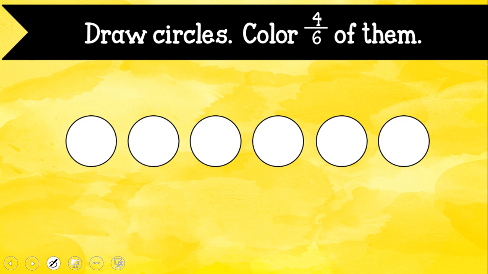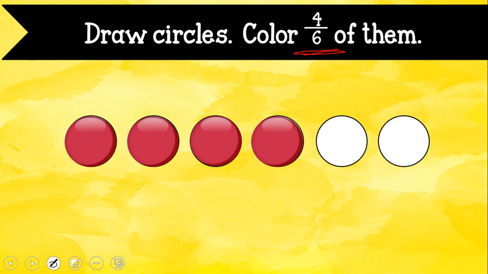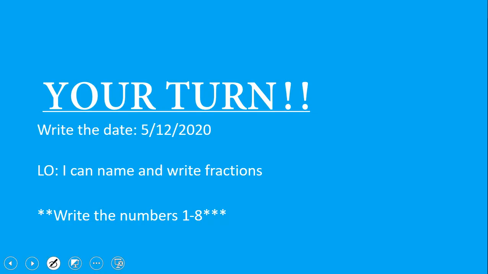So if I have 6 altogether, because that's the number on the bottom, how many circles do I color at the top? So think about the answer. You can shout it out, you can whisper it, you can think it in your head. And if you guessed 4, you are right. Okay, so I color in 4 because that's the number that's on the top.